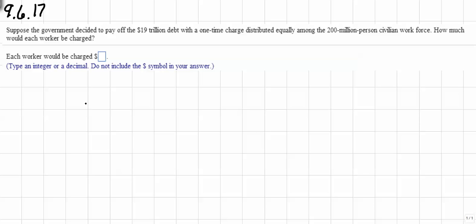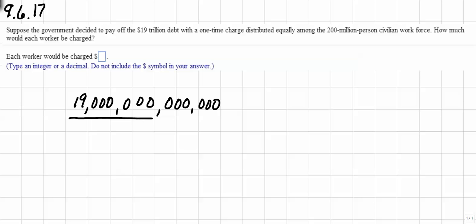Suppose the government decided to pay off the $19 trillion debt with a one-time charge distributed equally among the 200 million person civilian workforce. How much would each worker be charged? This is simply a division problem. You're going to take the number 19 trillion, and we'll go ahead and write that out. Once we write out 19 trillion, we're going to divide that by 200 million.